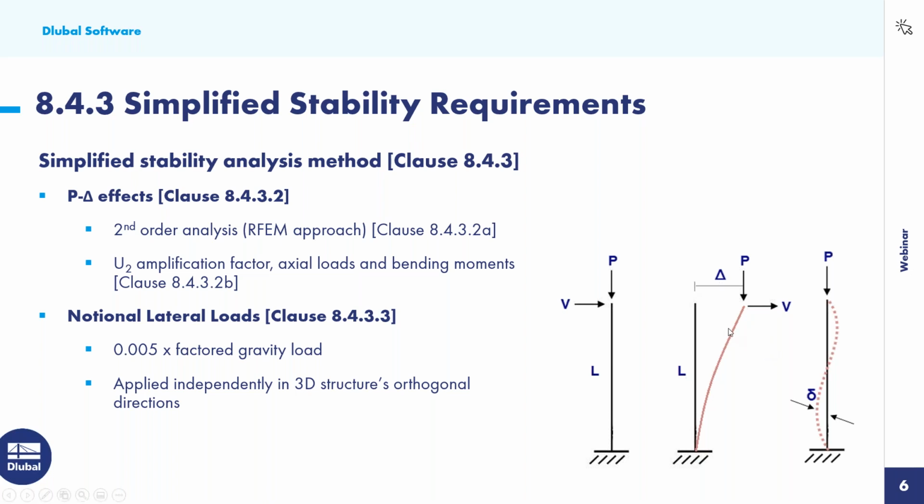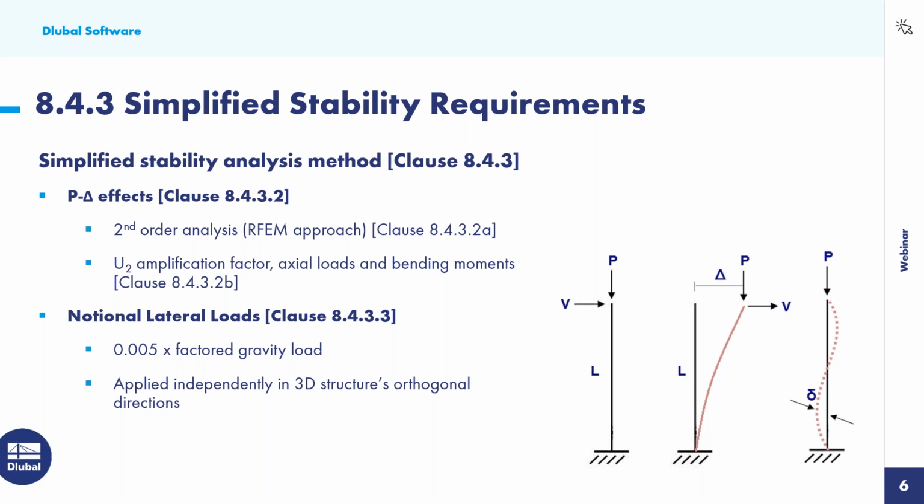Now, there's also P little delta effects, and we can see this diagram shown here. This is a little bit different than big P delta. It's actually going to be the deformation along the member length, these small deformations that occur as the member distorts. So referring back to 8.4.3.2, the code only addresses big P delta, and we must consider this in one of two ways. The first is a second order analysis. So lucky for us, RFEM automatically applies that second order analysis for load combinations.